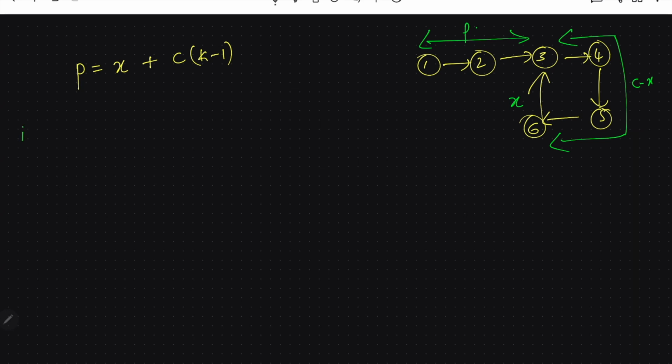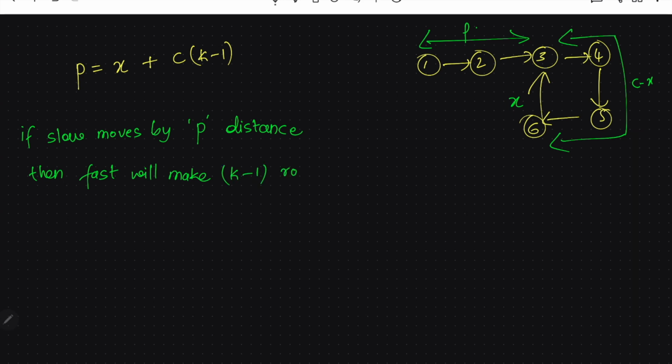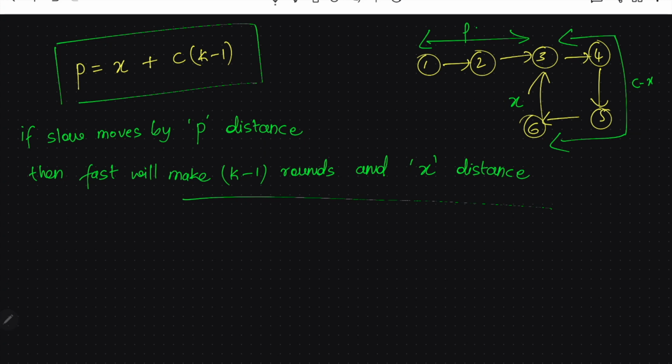So what this means is, if slow pointer moves p distance, then if fast starts at a meeting point, it makes k minus 1 cycles plus the x distance. So if we move slow by p distance, then fast will make k minus 1 rounds and x distance if we start at meeting point. So here we are not moving at double the speed, but we will move at the same speed. So I hope you understood this technique, and with keeping these things in mind, we can start writing the solution for this problem.